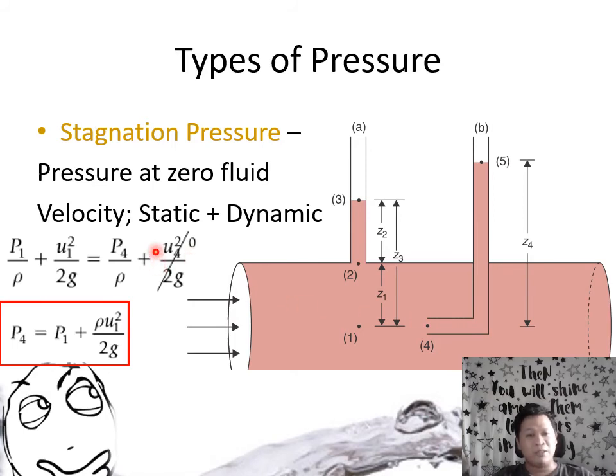At point 4, yung velocity niya ay nagiging 0 nga. Okay? Kasi 0 yung velocity. Therefore, itong 3 terms na lang yung i-consider mo. Then if we isolate the pressure at point 4, then it would be equal to the pressure at point 1 plus a function of the velocity at point 1 multiplied by the density over twice the gravitational constant. So, yung stagnation pressure, which is defined as pressure at zero fluid velocity, will be equal to the static pressure plus the dynamic pressure. So, yung kabuuan yan.